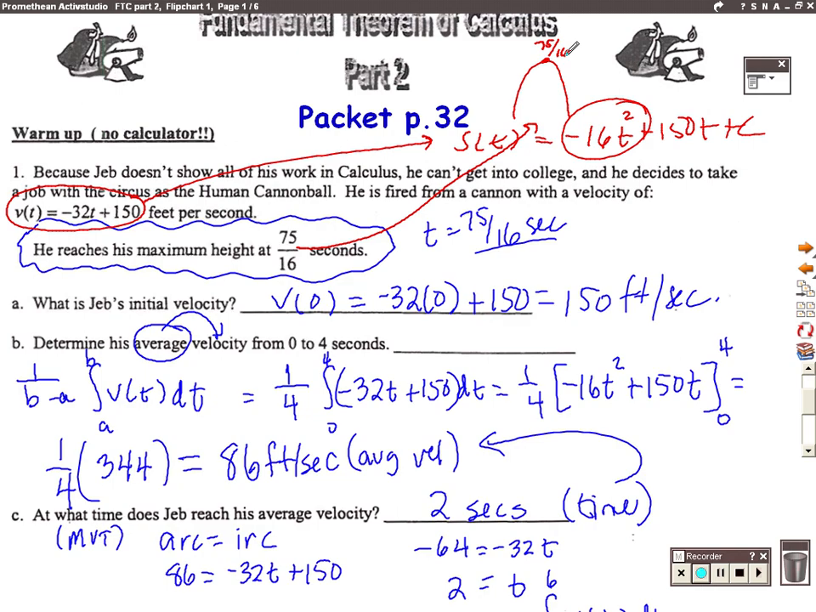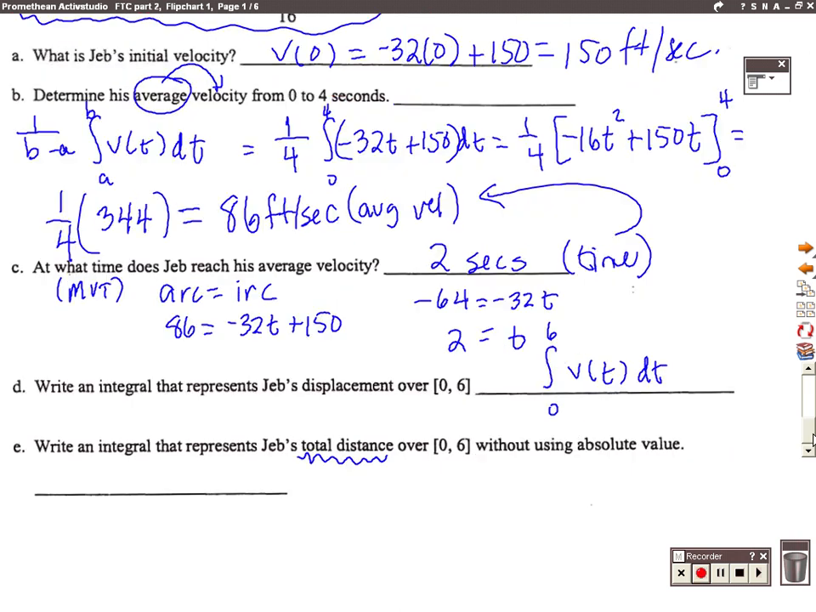So we know that velocity, since the slopes on this side are positive and the slopes on this side are negative, that to the left of 75/16 we have positive velocity, and to the right of 75/16 we have negative velocity, and we need to force it to be positive to get total distance.